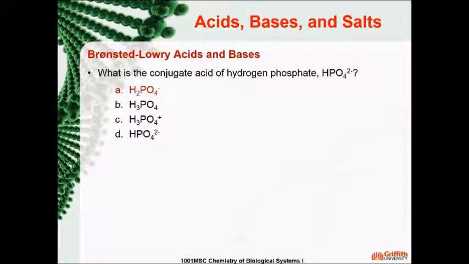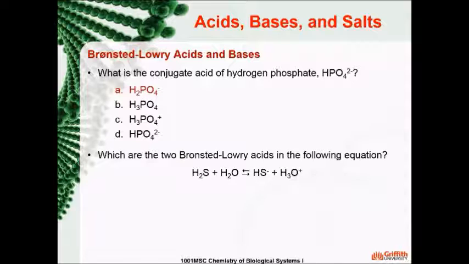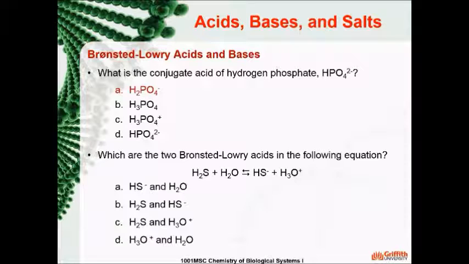How about another question? Which are the two Bronsted-Lowry acids in the following equation? H2S plus H2O in equilibrium with HS minus plus H3O plus. The answer should be C. Remember that two acids cannot be in one side of the reaction.